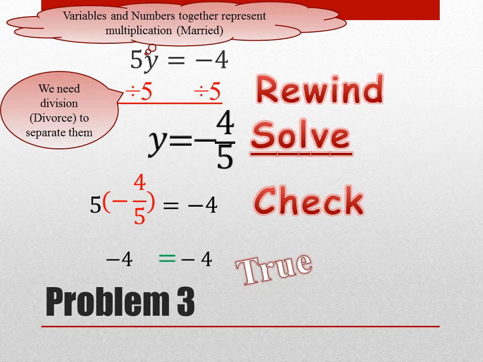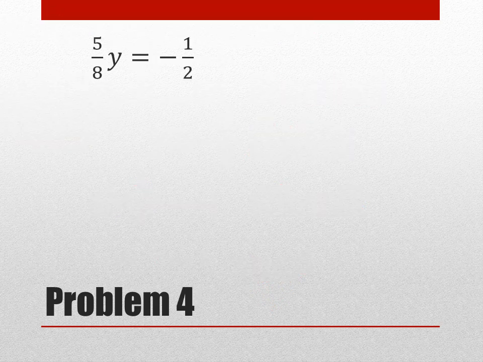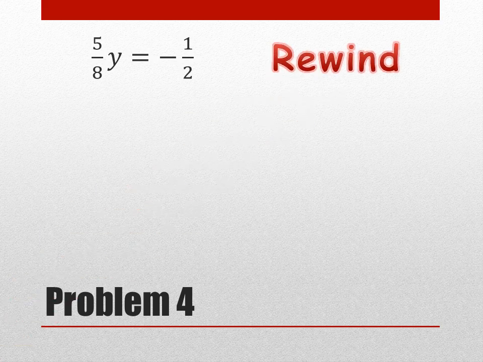All right, let's try one more. So we have 5 over 8 times y equals negative 1 half. So you know we have to work backwards. We have to do that rewind. And I've already told you, when you see a number next to a letter, that is multiplication.